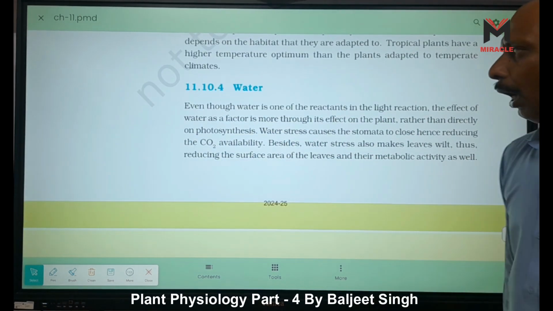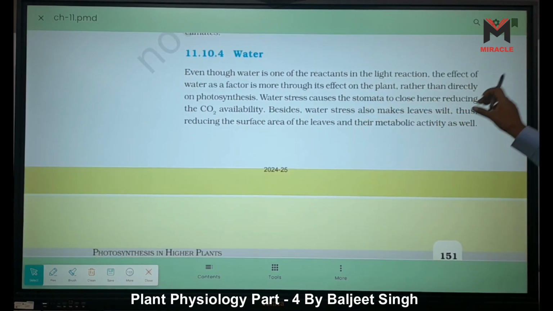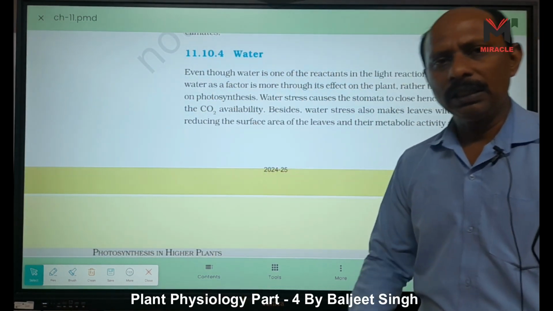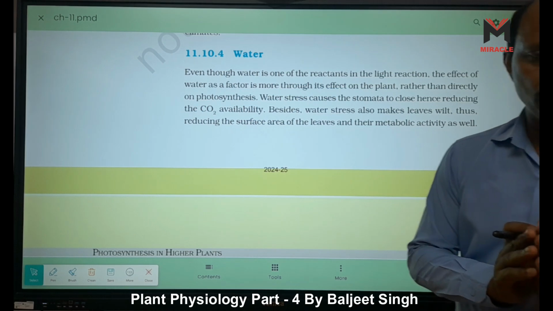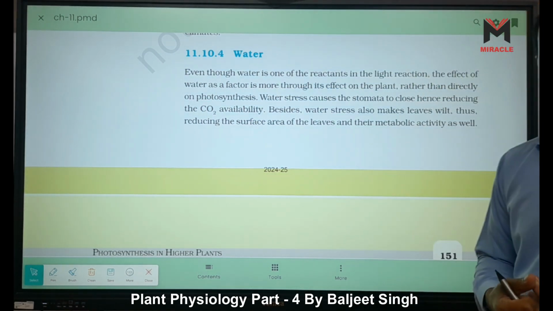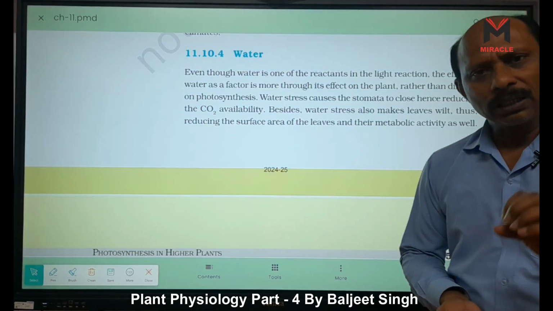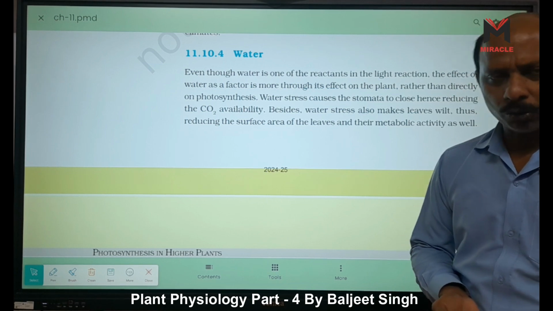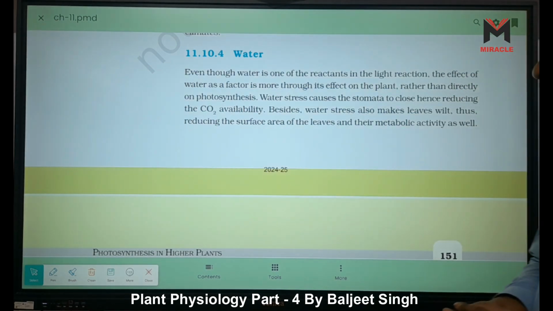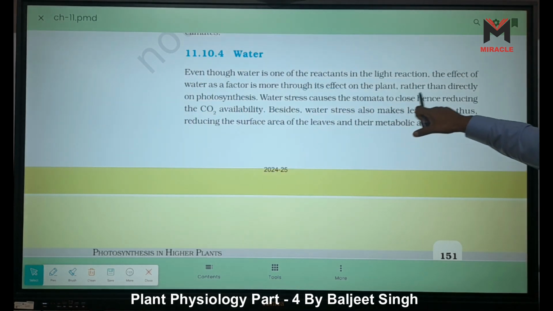You understand this one? Even though water is one of the reactants in the light reaction, the effect is due to photolysis. What happens? Water is split into H plus and OH minus, which means oxygen is evolved from water. First, the electron is also evolved from water. Another H plus is also evolved from water. That is very important in the light reaction in case of non-cyclic photosynthesis, right?